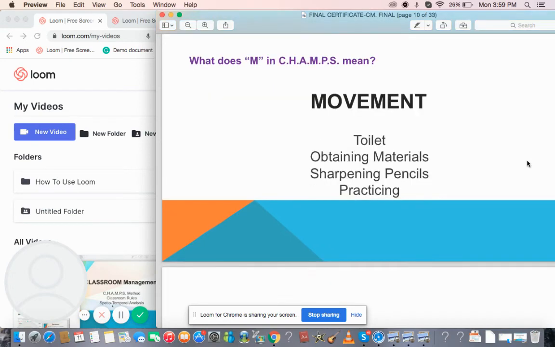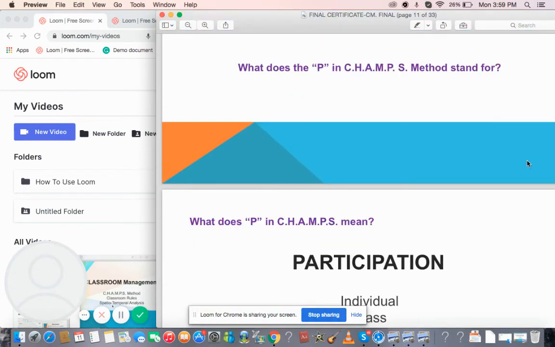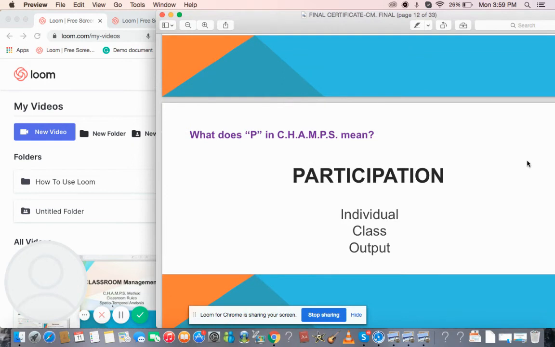Yeah. Then we have participation. So it's the output, for example, whether it's an individual or a class one. So for participation, everyone should be assigned a different role, especially if it's a group activity. If it's an individual one, what is expected for the participation to count? Yeah. So things like this should also be involved with the CHAMP method.